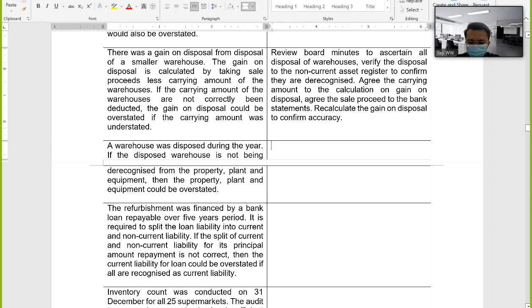A warehouse was disposed during the year. If the disposed warehouse is not being derecognized from the property, plant and equipment, then the property, plant and equipment could be overstated.